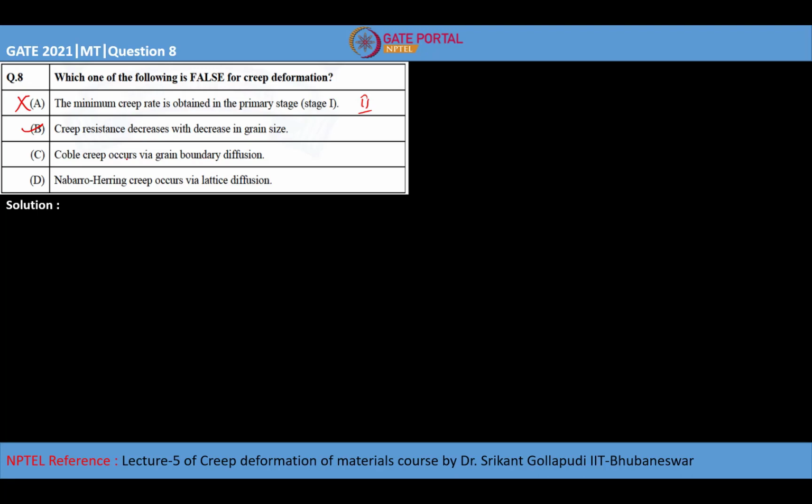Option C, Coble creep occurs via grain boundary diffusion, is absolutely right, and option D, Nabarro-Herring creep occurs via lattice diffusion, is also correct. So the false statement for this question is option A. This is the right answer, option A.